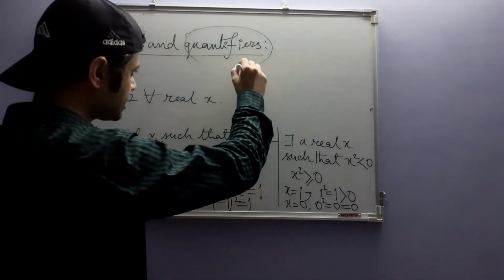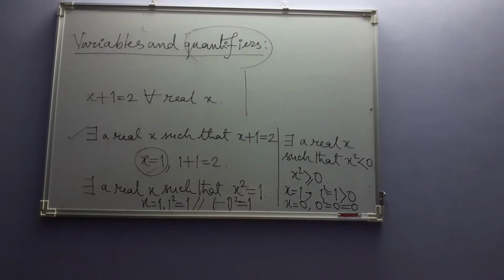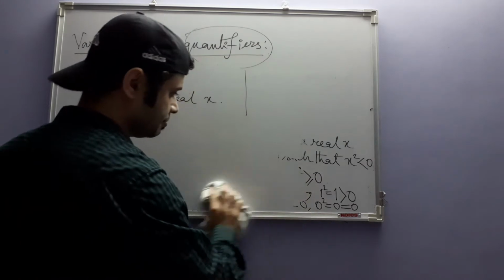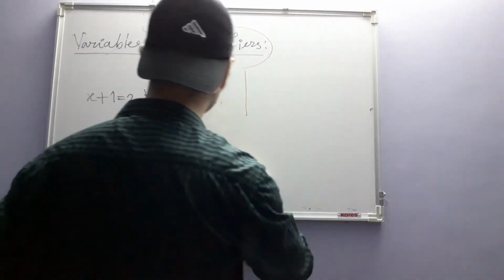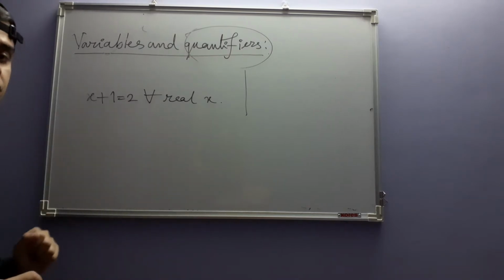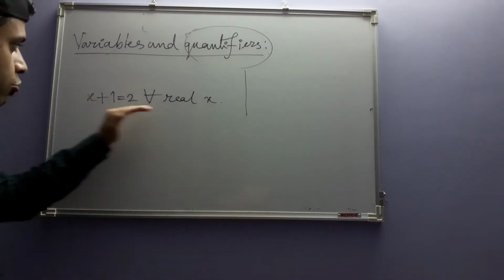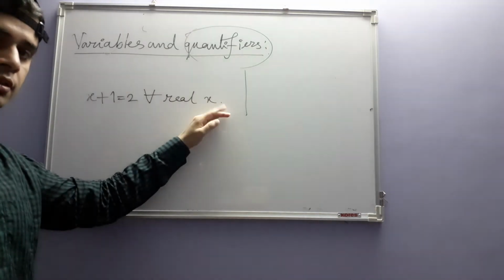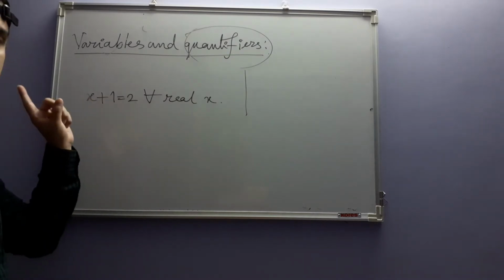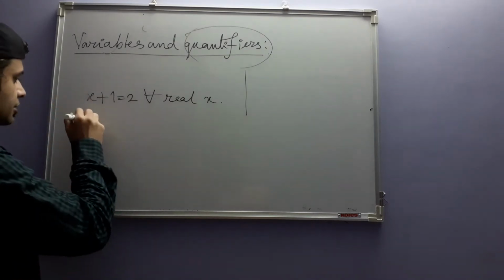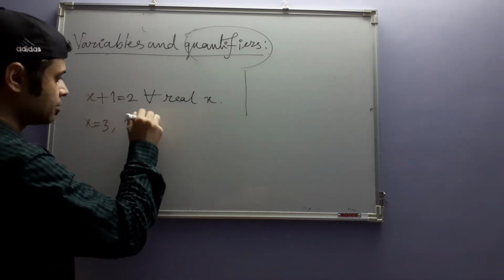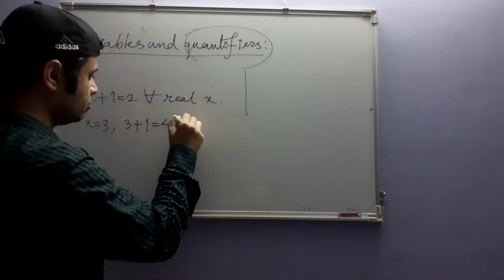For a universal statement, now let us look at the situation. We already have one. This is a universal statement and this is false. We already know it. How to prove that it is false? You need just one value of x for which this is not true. For example, you can take x equal to 3. For that, 3 plus 1 is equal to 4, which is not equal to 2.